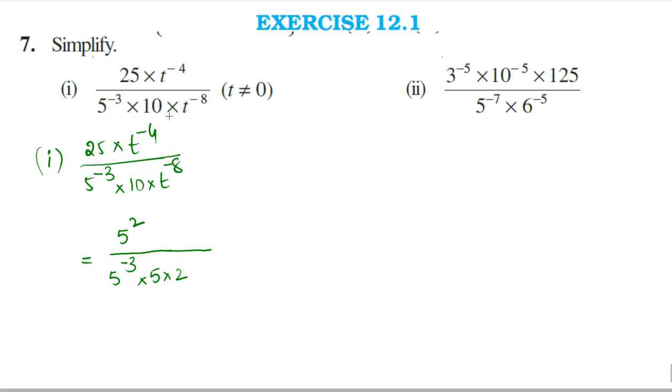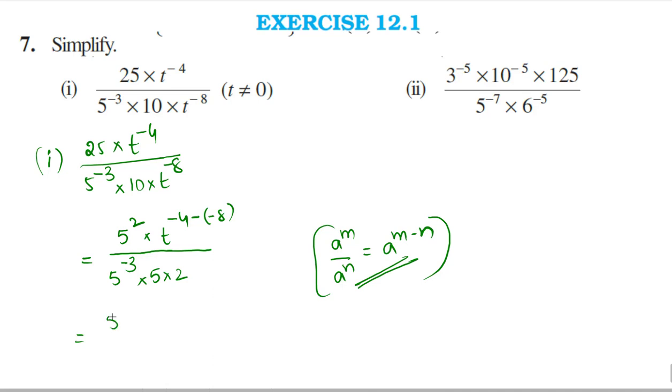Now observe t^(-4) and t^(-8) we have. We can write like this, a^m divided by a^n can be written as a^(m-n). So in the same way, t^(-4) divided by t^(-8) we have. We can write this as t^(-4) times t^8. Now you bring this minus 8 to the numerator, then minus of minus 8 becomes plus 8, using this identity. This is equal to 5 square into t to the power of minus 4 plus 8, divided by, this is 5 to the power of minus 3.